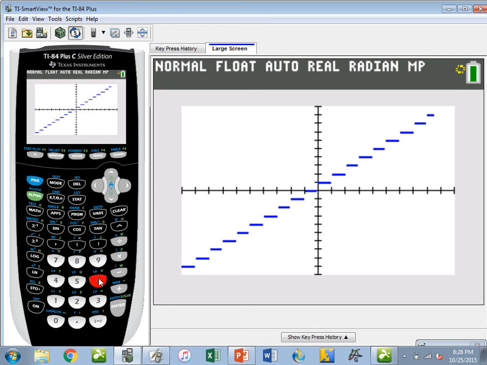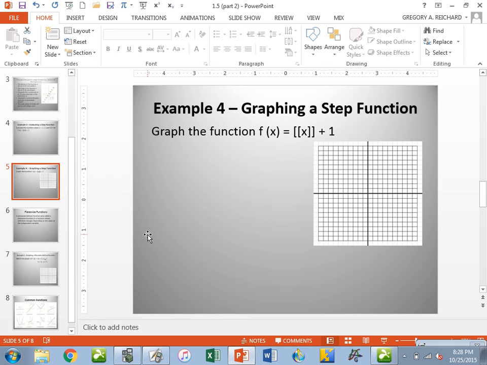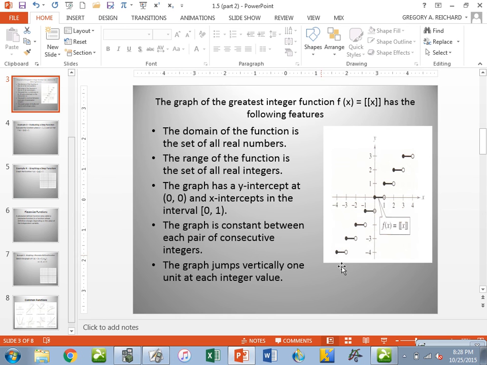So one of the things that your calculator is not going to draw for you when you do this is which side of the segments are closed circles and which side are the open circles. So you're going to have to know that from the original graph, which is what this sort of says here. So that's basically the one piece.